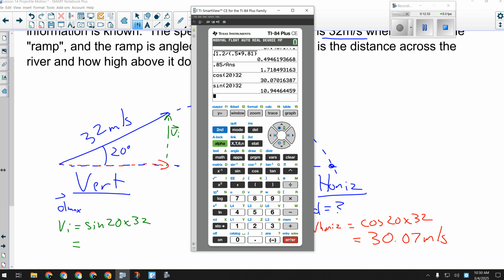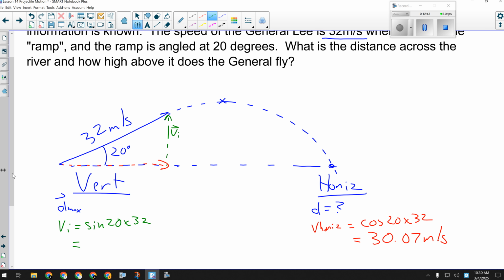Okay, so vertically speaking, it launches at an initial vertical velocity of just under 11 meters per second. Okay, 10.94 meters per second. And I'm going to make that positive because it's moving up, right? It was launched at an upward angle. What goes up must come down.